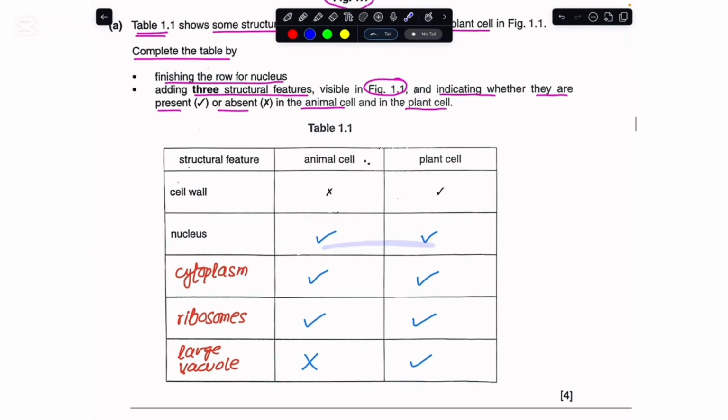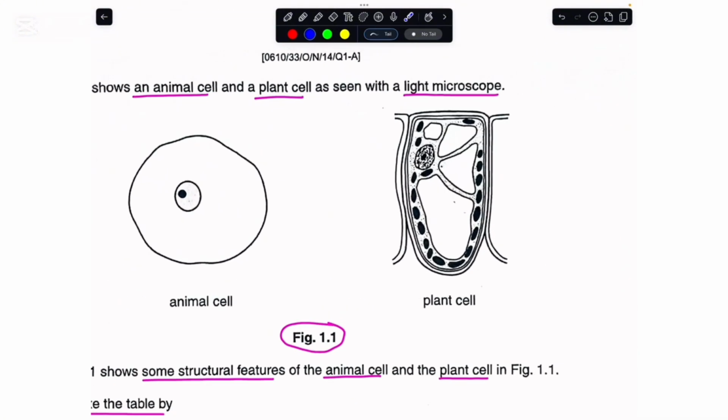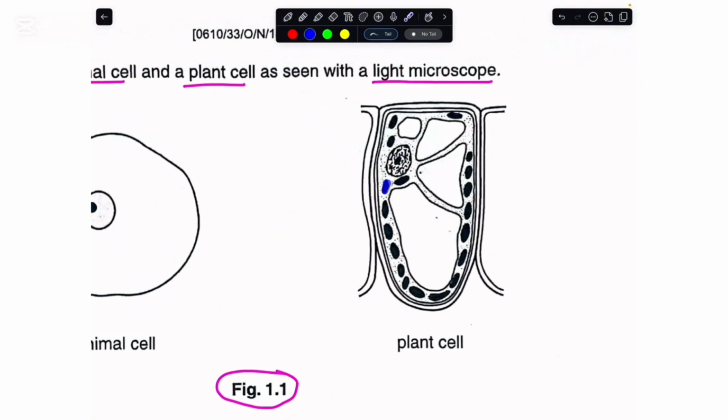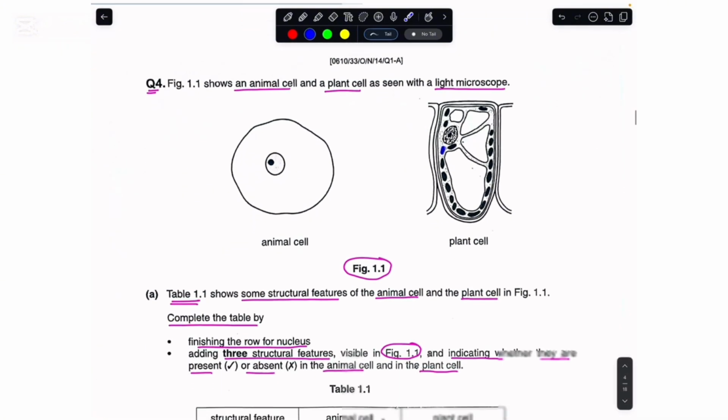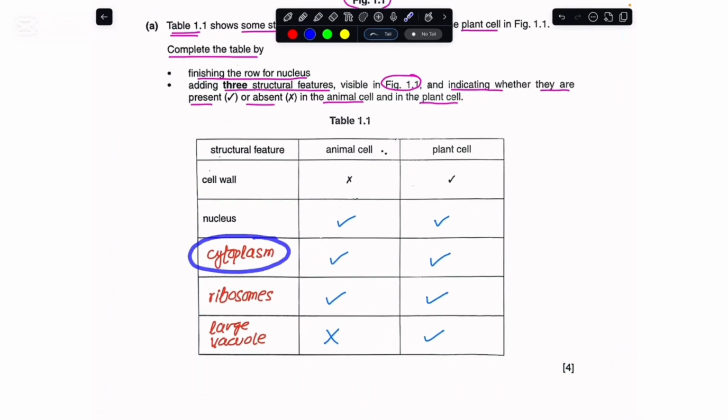Now, for the other things that we are required to write here, they say that it should be there in the diagram. So you see we have got the cytoplasm, isn't it? And then you see that here we have got some small tiny dots. So they are the ribosomes. You can also tell about the large permanent vacuole, and you can also write about the chloroplast. But depending upon the animal and the plant cell, you are required to put a tick or a cross. So I have included cytoplasm, and you know this is available both in the animal and the plant cell.